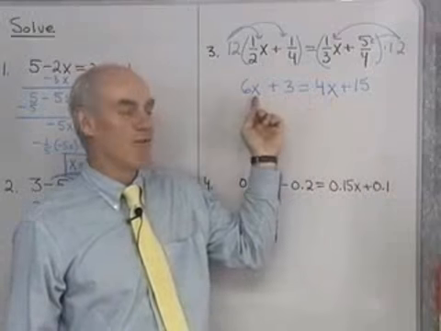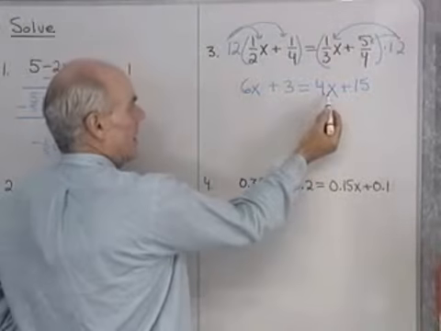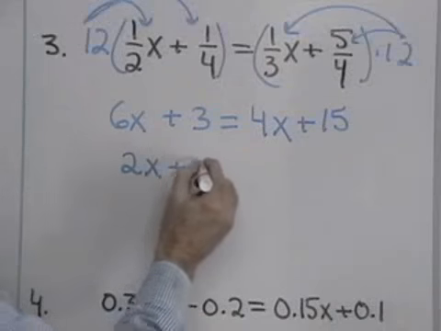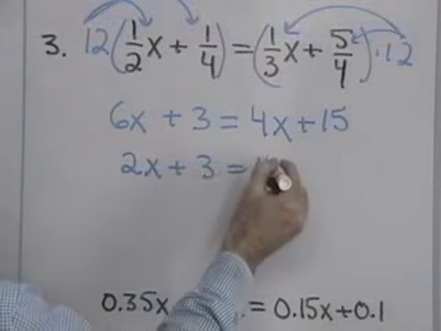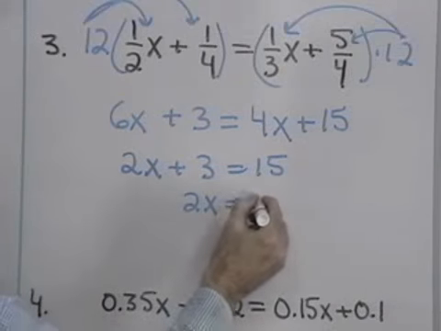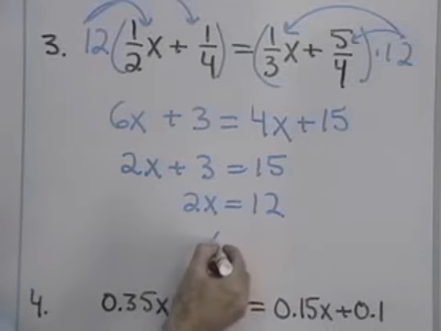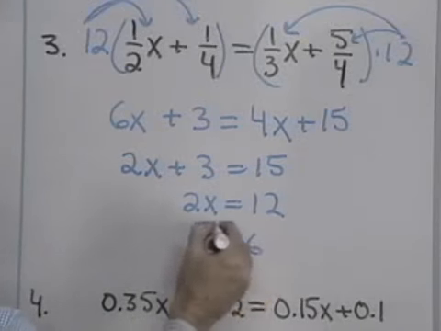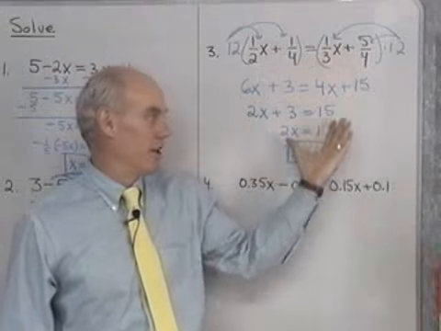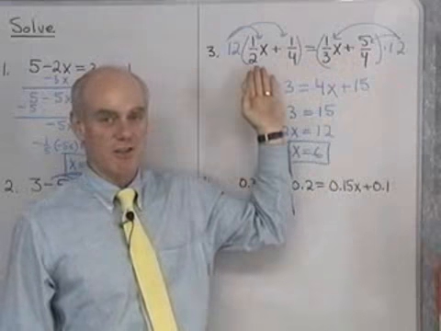I can add -4x to both sides, add -3 to both sides. It'd be pretty easy to solve this. Adding -4x to both sides, I get 2x plus 3 is equal to 15. Add -3 to both sides, and I have 2x is equal to 12. Multiply both sides by 1/2, and I have x is equal to 6. Now, I could have worked the same problem just leaving the fractions here, and I'd end up with a lot of fractions. I think a lot of times it's easier if we clear the equation of fractions first.